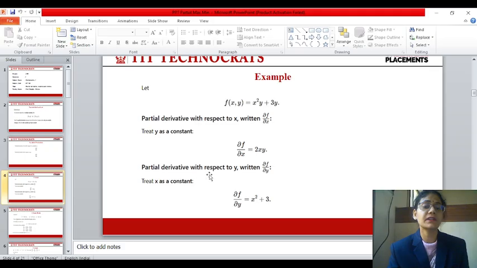Similarly, the partial derivative with respect to y. Now when you are taking derivative with respect to y, at that time any term having x will be treated as constant. So here x squared will remain as it is. Derivative of y raised to power 1 with respect to y will be 1, plus 3 is a constant, that will be as it is, and derivative of y with respect to y will be 1.